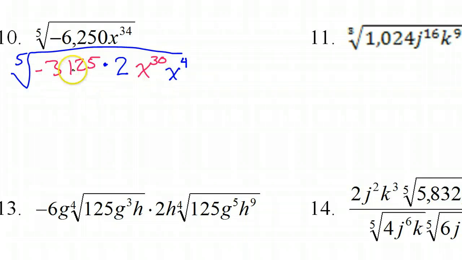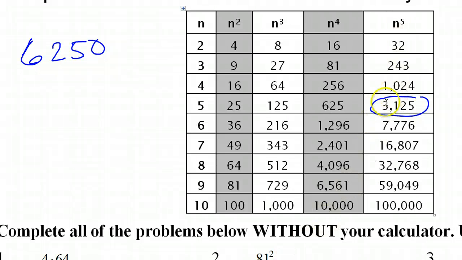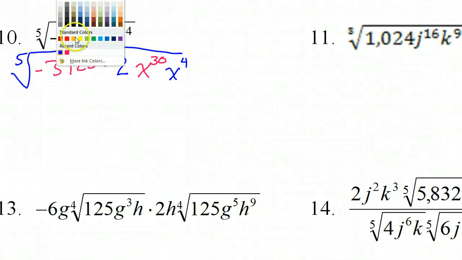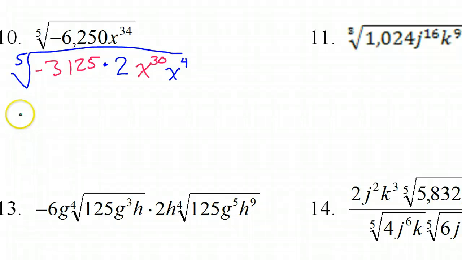So look, everything in pink is going to simplify and come out. Everything in blue has to stay under the radical. So looking back at the chart for the negative 3,125, the fifth root of that is 5. Okay, so this will become, well, negative 5, you know, because it's negative. And this, for the x, remember you divide. So I will do 30 divided by 5, which is 6. So I will have x to the 6th power. So that's what happens with the pink things.